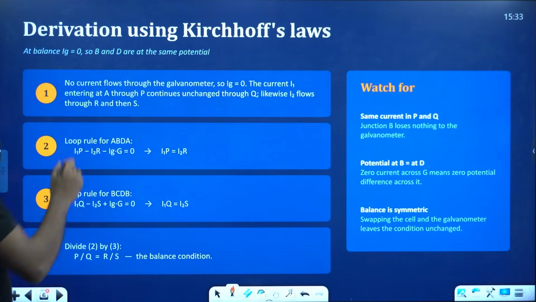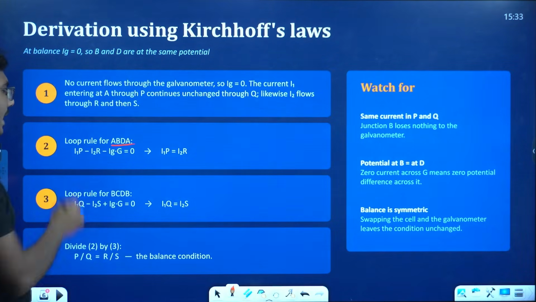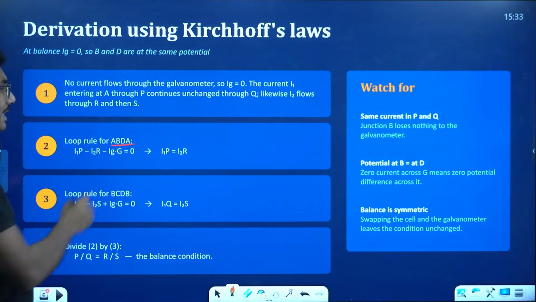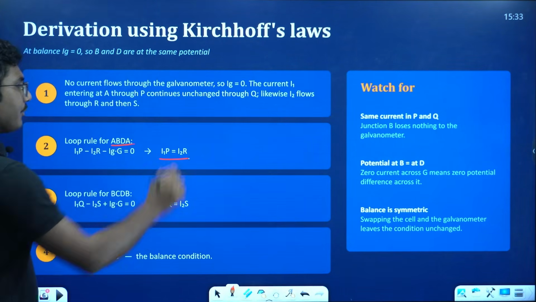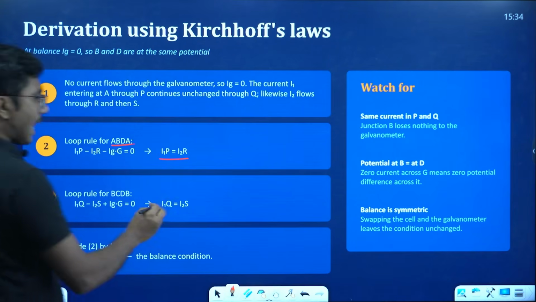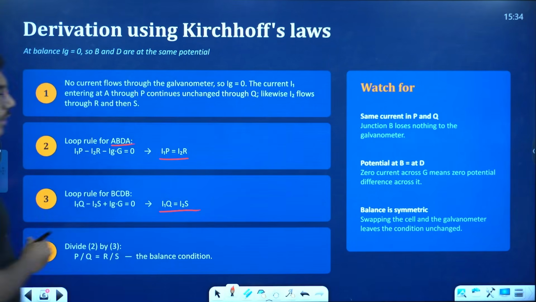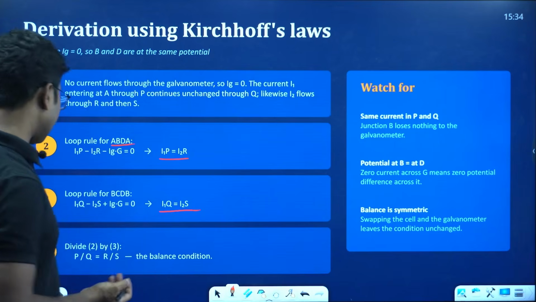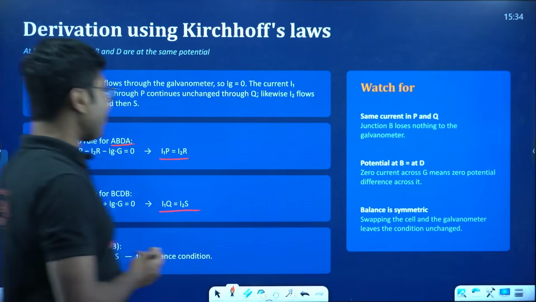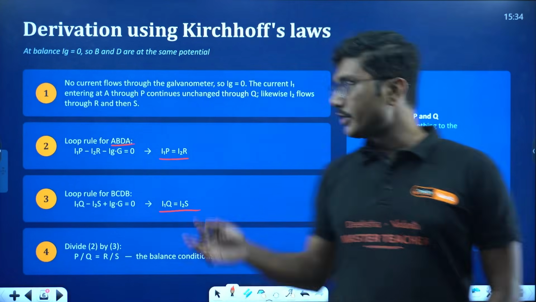So if you apply the loop rule for ABDA, you get I1P minus I2R minus IgG equals 0. So from here you get I1P is equal to I2R, and from the second loop you get I1Q is equal to I2S. So if you apply this, you will get these two conditions.